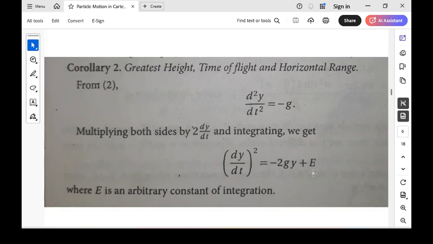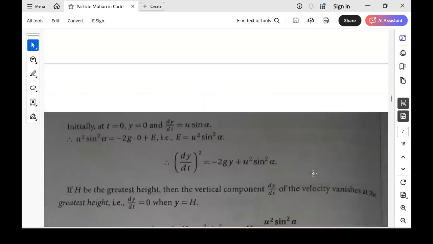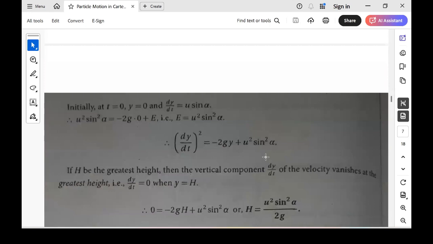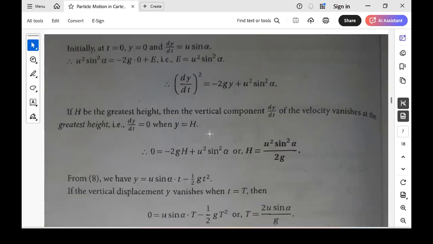So once you get this, along with the constant E fixed via initial conditions, you can just divide it, it equals u sin alpha initially. So you can easily plug it in, and so E becomes fixed. So you get this expression. Here the greatest height is capital H. Put dy/dt equal to 0 and y equals capital H, and you can easily make out the value of capital H. This is the greatest height.